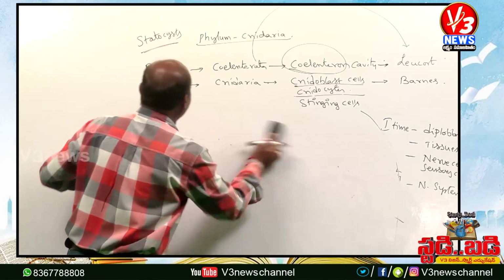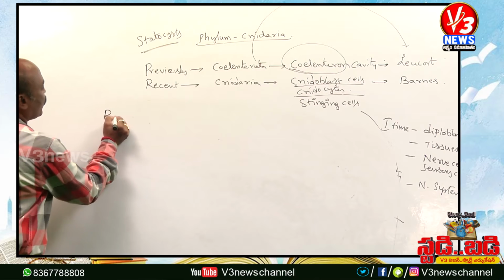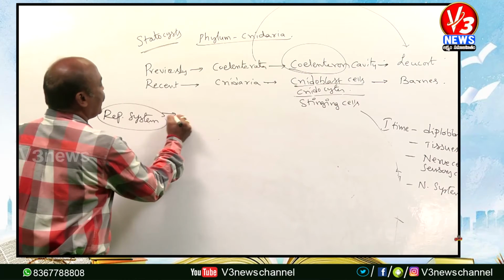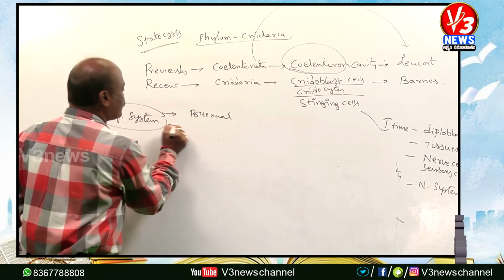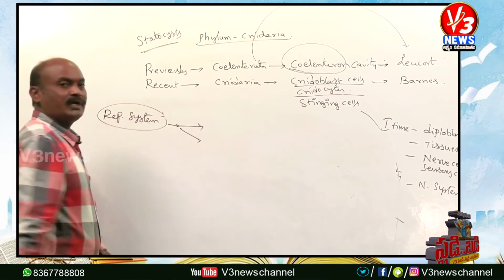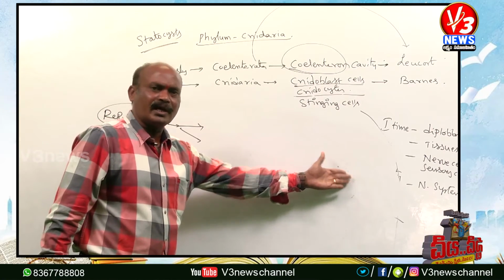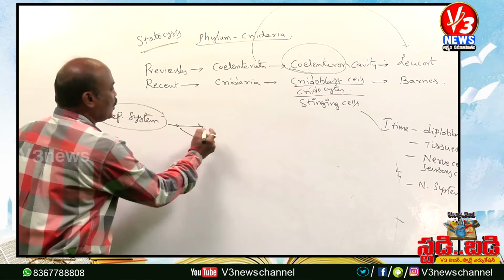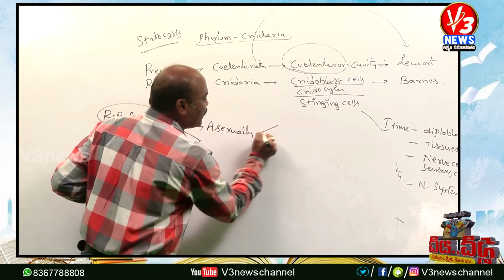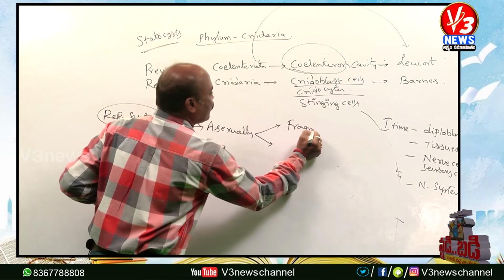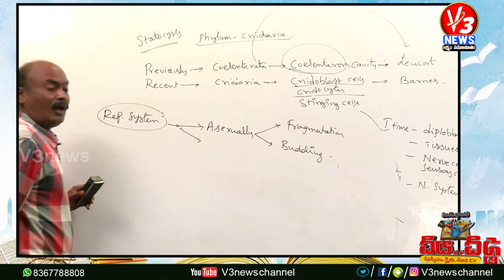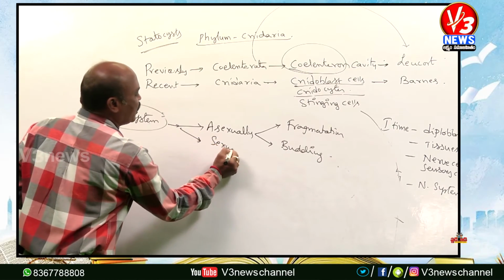Now coming to reproductive system. Digestive system we have completed already. See, these are bisexual animals, right? Then they reproduce in both ways. Just now we discussed here asexual and sexual. So they reproduce asexually. That asexual reproduction is by fragmentation and budding. And they also reproduce sexually.